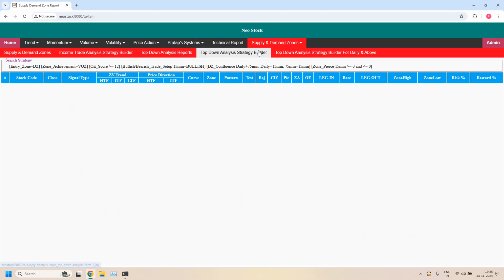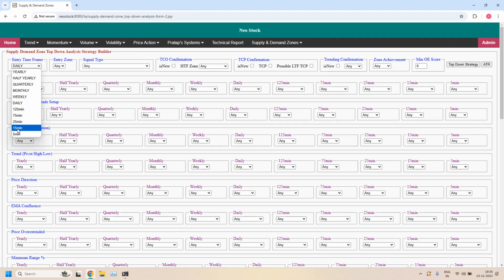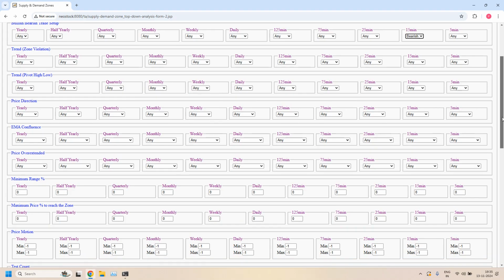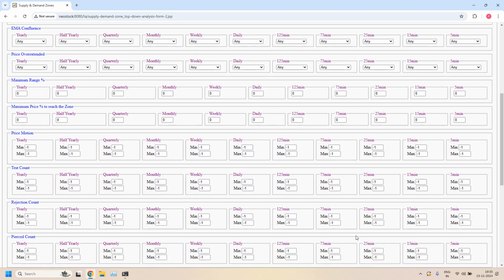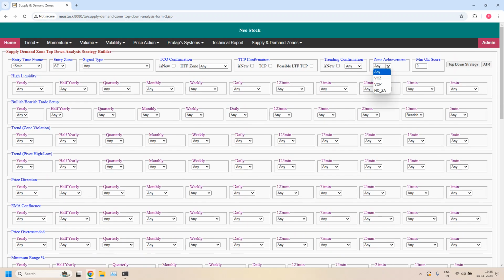Next, the bearish trade setup for daily income trade, entry time frame 15 minutes, entry zone supply zone. And in bullish or bearish trade setup at 15 minutes, I am selecting bearish. The 15 minute supply zone should not be pierced. So in the pierced count at 15 minutes time frame, I am setting minimum value 0, maximum value 0. Zone achievement violated opposing zone, minimum odd enhances score 12. And all the three filters are applied to the 15 minute supply zone.